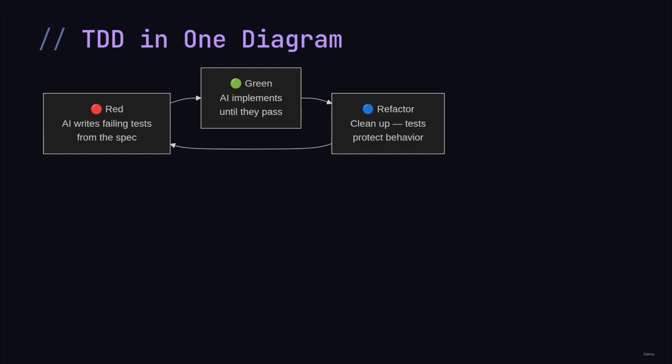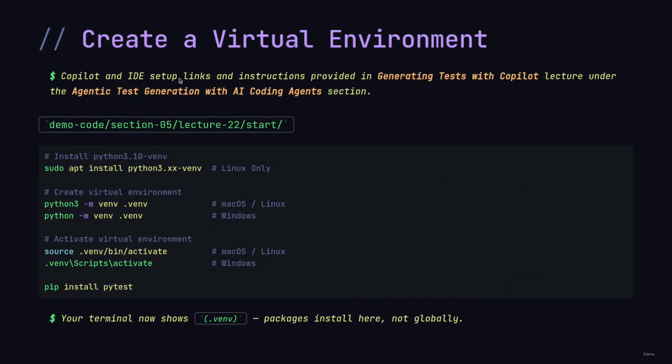And then the last step is the refactor step, the blue step. This is where we can clean up the code, and then we can do it with confidence because the tests will protect the behavior. If we break it, the tests will fail, and then we can fix the code again so that the test passes. And essentially, the tests are the rules that are based on the spec, and the code needs to conform to that. And now, to start, we are going to create a virtual environment for our Python project.